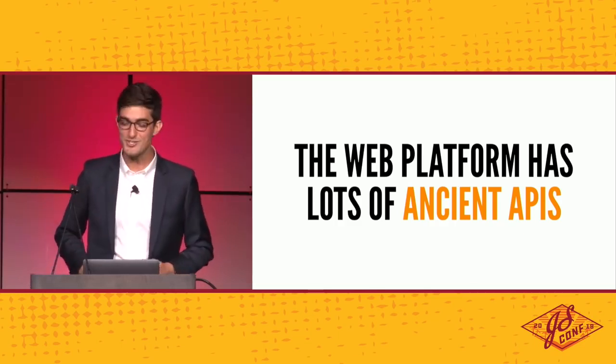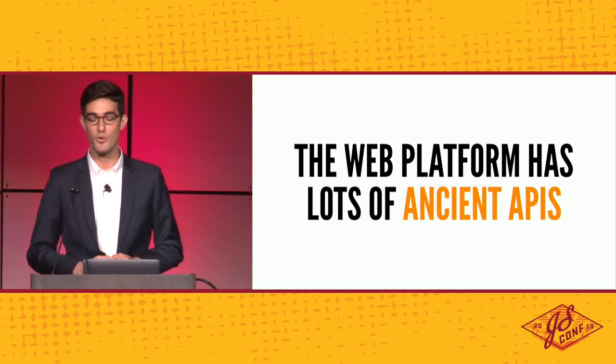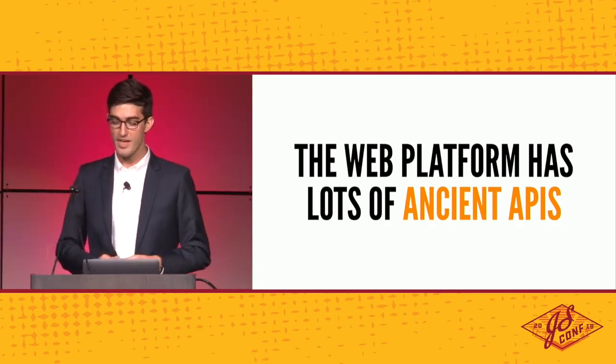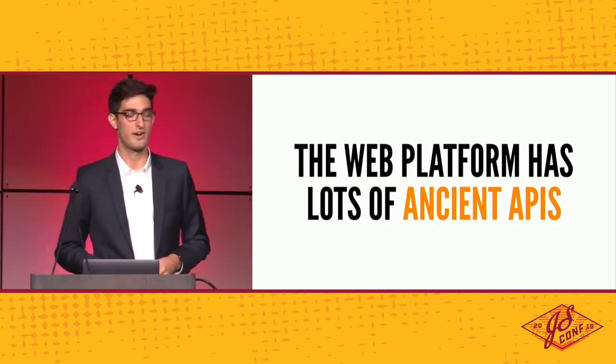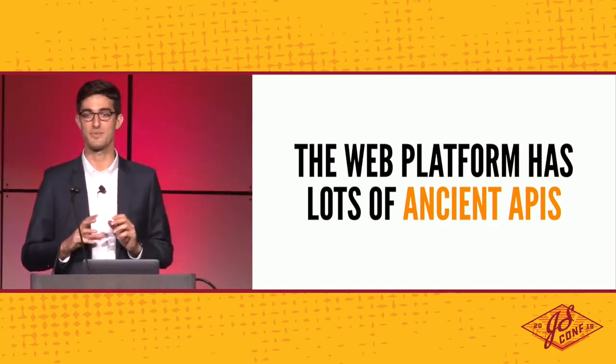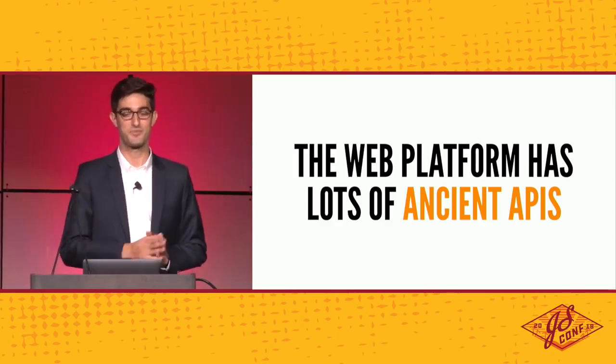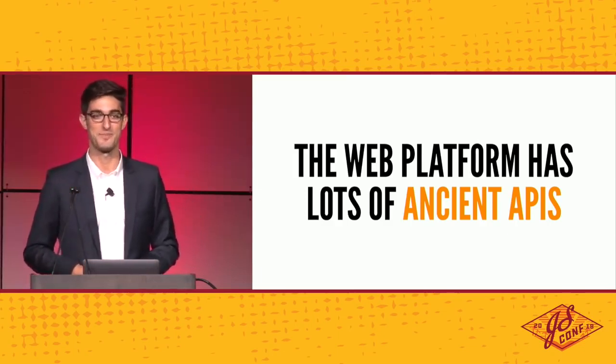The web also has a lot of ancient APIs that can't be removed for backwards compatibility reasons. And some of these APIs are so old that I'm sure that many of you have never heard of them. They're just sitting there nicely in the browser, waiting to be discovered, waiting to be used in nefarious ways. So I decided to take a look at each one of these APIs one at a time and try to do the worst possible thing with them.